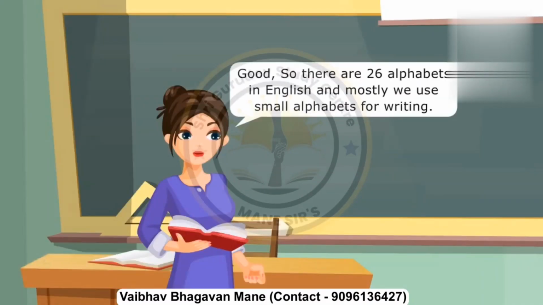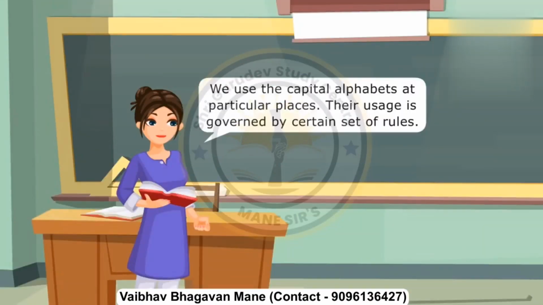Good. So there are 26 alphabets in English, and mostly we use small alphabets for writing. We use the capital alphabets at particular places. Their usage is governed by certain set of rules.